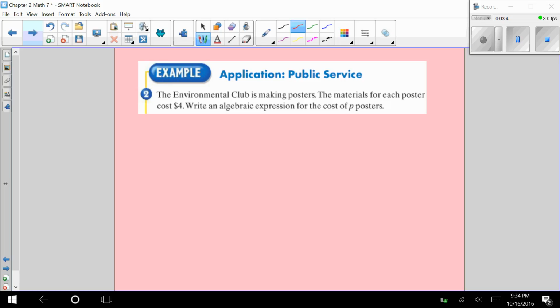The Environmental Club is making posters. The materials for each poster cost $4. Write an algebraic expression for the cost of P posters. Well, if we're paying $4 for each poster, and I'm making P posters, one way is to just think through the math. If I make one poster, I pay $4. If I make 2 posters, I'll pay $8. If I make 5 posters, I'll pay $20. How do I keep getting all this? Through multiplication. So I'll take 4 times P, which makes 4P.